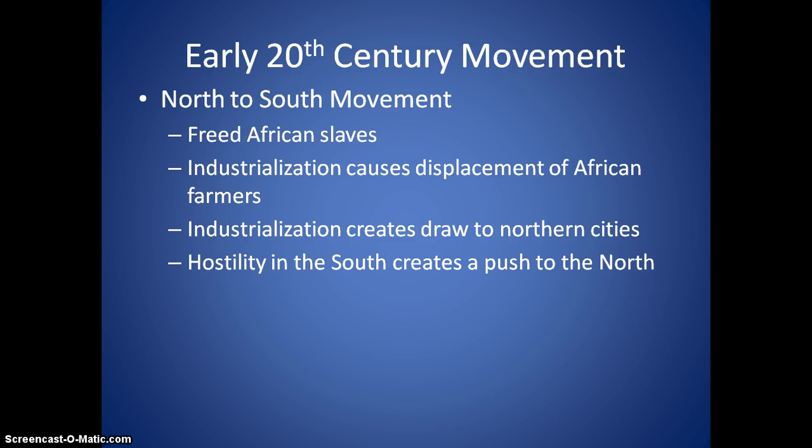Not only that, industrialization begins to take place and continue to take place. So you have the mechanization process happen within farming. That's going to cause the displacement of a lot of the African farmers, most of them were tenant farmers because they didn't have enough money to own their own land. So they were tenant farmers or sharecroppers. And so with that, the larger landholders are going to remove their tenant farmers because of the industrialization processes that are taking place. So they're no longer needed.